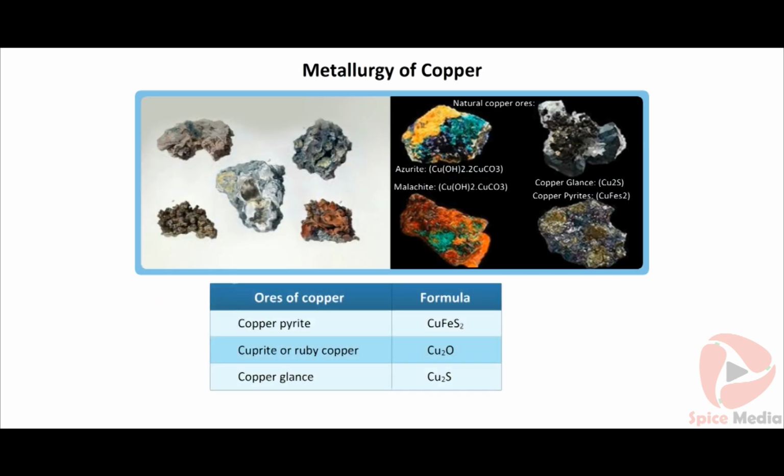The ores of copper and their formulas are given in the table. Copper pyrite, CuFeS2. Cuprite or ruby copper, Cu2O. Copper glance, Cu2S. The chief ore of copper is copper pyrite. It yields nearly 76% of the world's production of copper.